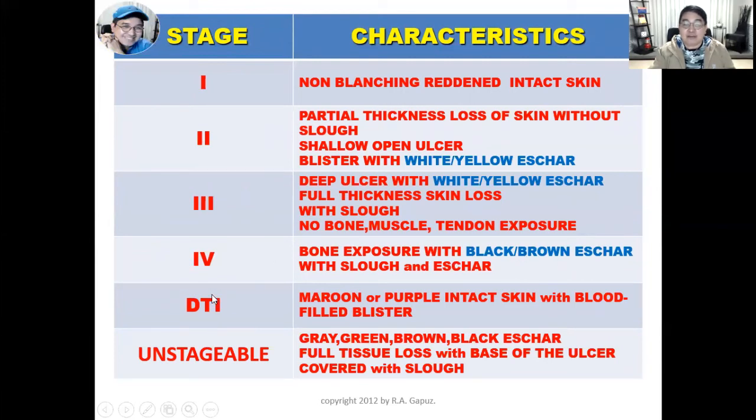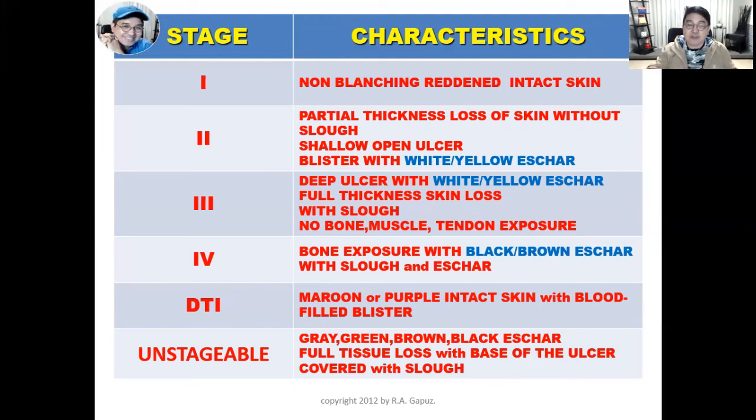Okay, then you have DTI. It's not the Department of Trade, guys. It's deep tissue injury. You have a maroon or purple intact skin. However, you have a blood-filled blister, and the danger is that when this pops out, you have a break in the skin, and the more that the patient will become at risk for infection.